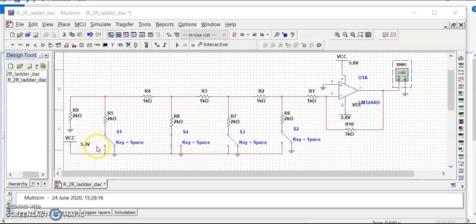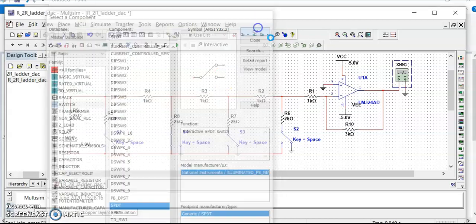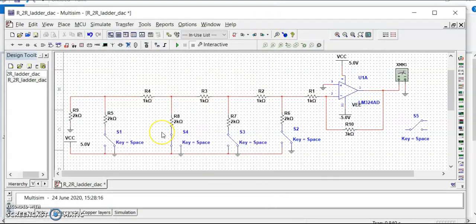Here, if you don't know how to pick this SPDT switch, I will show it to you. First go to this one and select a switch. Here you need to select SPDT. The SPDT switch is like this. This is connected to ground and this one is connected to VCC. Select it and paste it here. Then rotate as per our requirement, make the connections and execute the circuit. This is all about the digital to analog converter using R to 2R ladder. Okay, right.